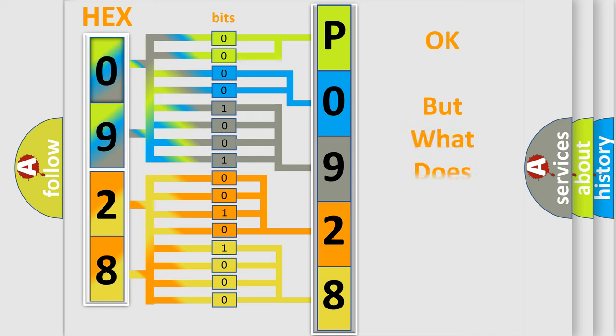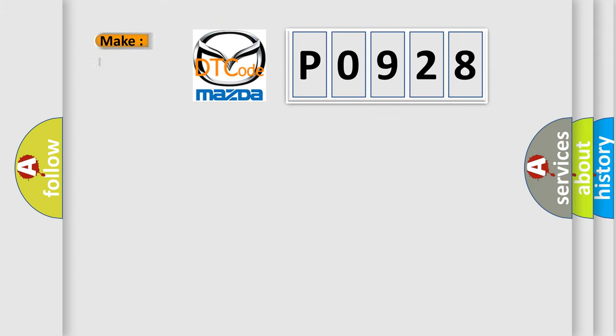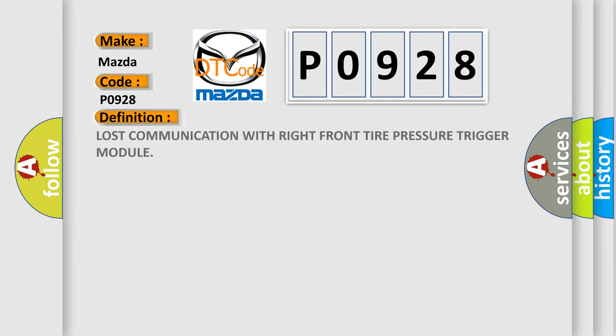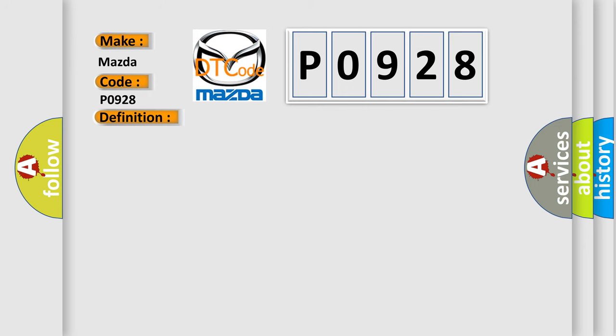The number itself does not make sense to us if we cannot assign information to what it actually expresses. So, what does the diagnostic trouble code P0928 interpret specifically for Mazda car manufacturers? The basic definition is lost communication with right front tire pressure trigger module. And now this is a short description of this DTC code.